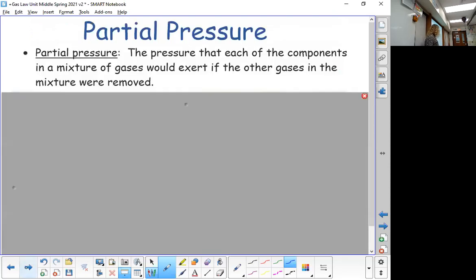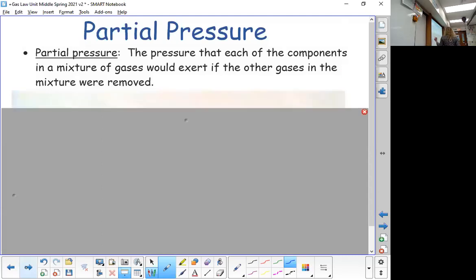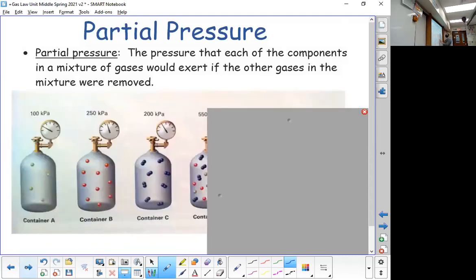I didn't define partial pressure. Okay, and then I'm just going to show you a picture because I think that helps with students. So partial pressure is defined as the pressure that each of the components in a mixture would exert if the other gases of the mixture were removed. So if you could isolate them. So basically, this is how they figured out the air composition: they would find ways to separate the gases, measure them, and then measure their pressures. So a picture here is good for this.